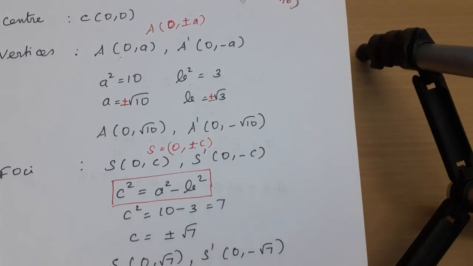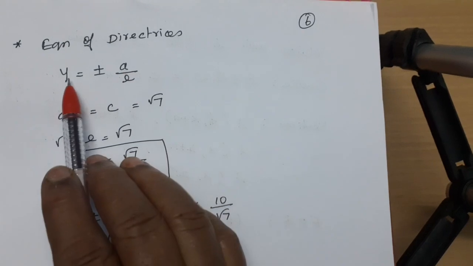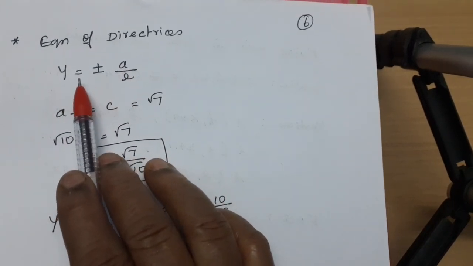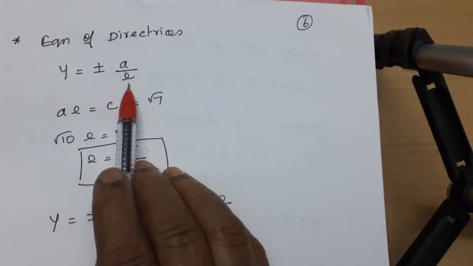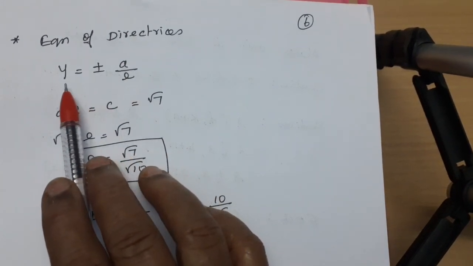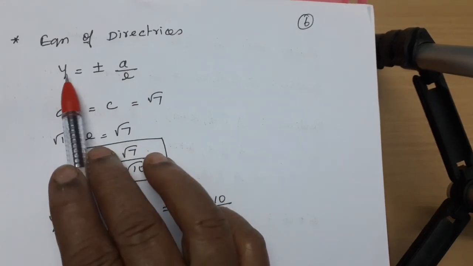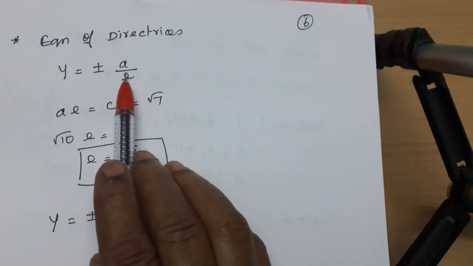Then we substitute in the plus or minus c. Now the equation of the directrices: y equal to plus or minus a by e, along the major axis, along the y axis. Major axis along y axis means y equal to plus or minus a by e. Suppose the major axis is along the x axis, then x is equal to plus or minus a by e. Then only one change, the y axis. Major axis along y axis means you write y equal to plus or minus a by e.